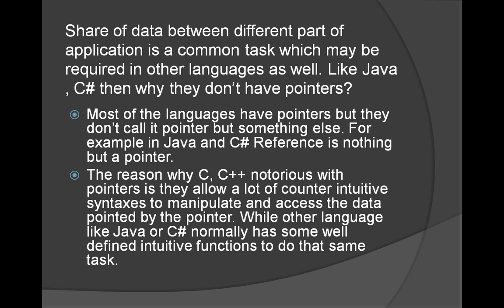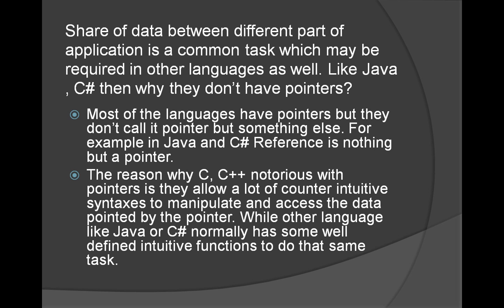Now the question comes: sharing of data between different parts of an application is a common task which may be required for other programming languages as well. A computer is pretty much all about sharing of data, right? It is everywhere, like programming in Java, C#, JavaScript. None of these programming languages has something called pointers. Why is that? The fact is that all of the programming languages have pointers one way or the other hidden inside. They don't call it a pointer, but something else. For example, in Java and C#, reference variables are nothing but pointers.